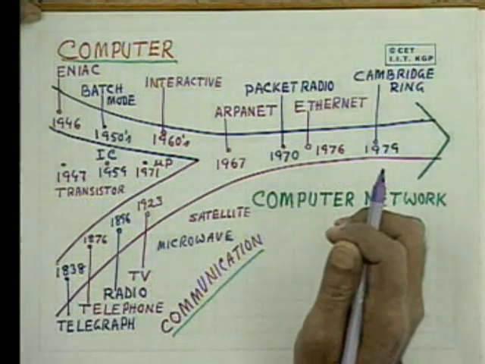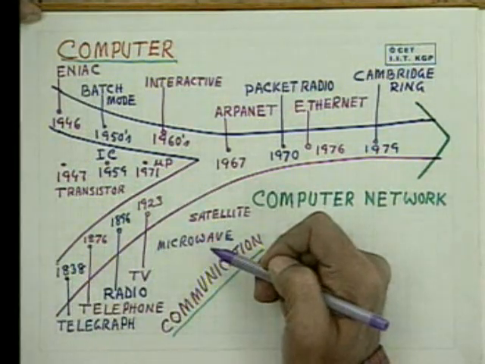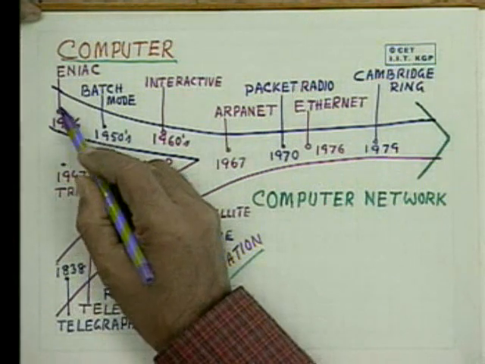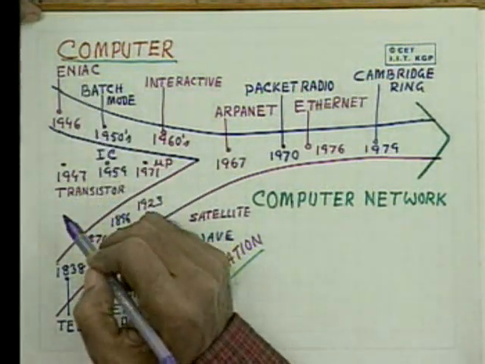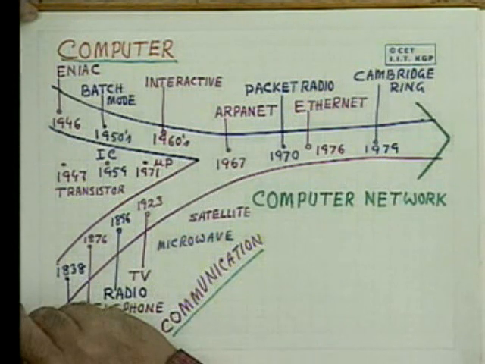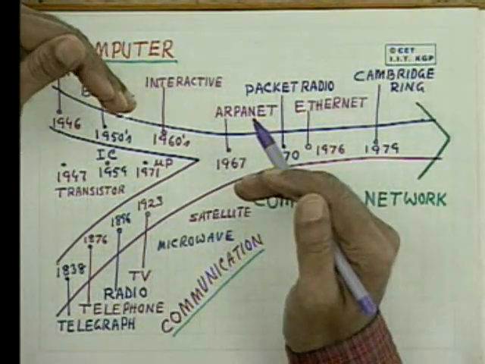Let us now change gear to see what has happened in computer industry or computer science. The history of computer is not as old as electrical communication. The history of computer is only about 50 years old. The ENIAC, the first electronic computer, was developed in the year 1946, and in the first 2 decades of its existence, computer remained a centralized computer system. And of course, it has evolved. Let us see how the scenario of centralized computer system has evolved over the years.